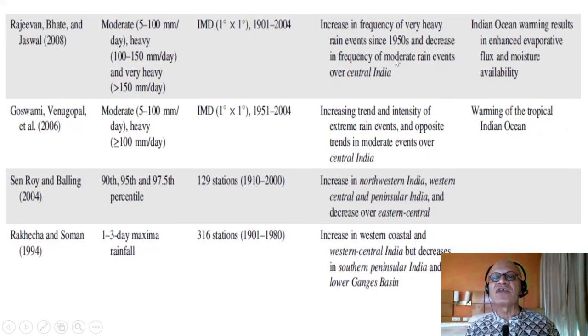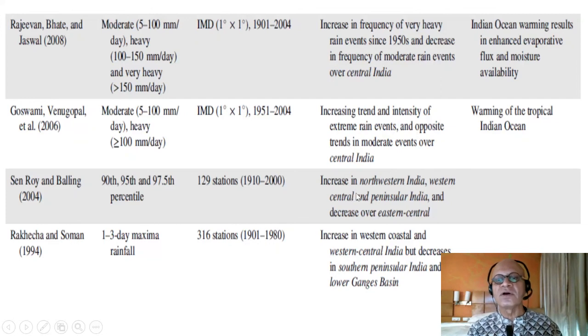Increase in frequency of very heavy rain events since 1950s and decrease in frequency of moderate rain events over central India. Cause being Indian Ocean warming resulting in enhanced evaporative flux and moisture availability. This is a common theme. In the next paper, this we already discussed in the first few podcasts, increasing trend and intensity of extreme rain events and opposite trend in moderate events over central India. Warming of tropical Indian Ocean again held responsible.